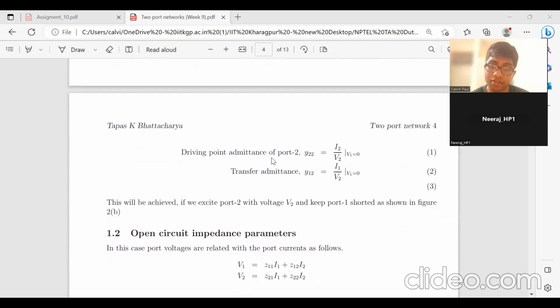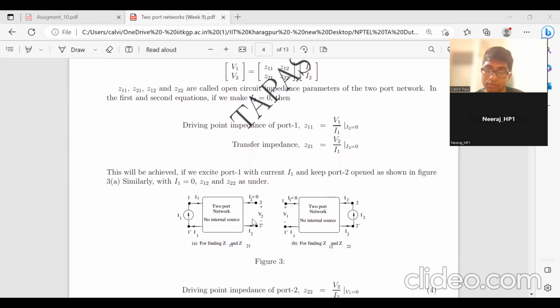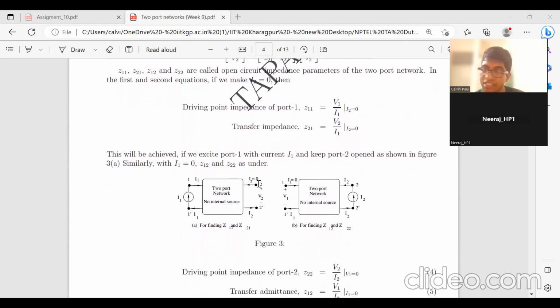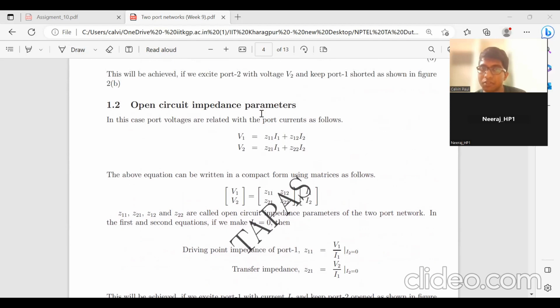That's why, if you remember, these are open circuit impedance parameters. When we open circuit one port or the other port, we can get the parameters of the network. So that's what we have done. We open circuited the secondary side and got Z11 and Z21. We open circuit port one and got the parameters Z12 and Z22. By open circuiting certain ports of the network, we are able to determine the parameters of the network. That's why these are known as the open circuit impedance parameters.